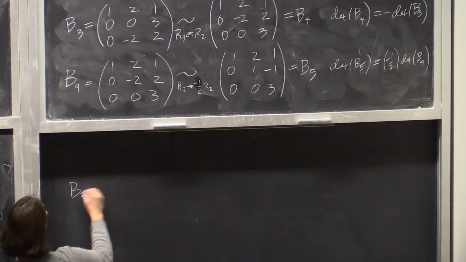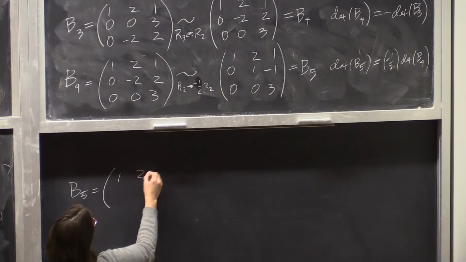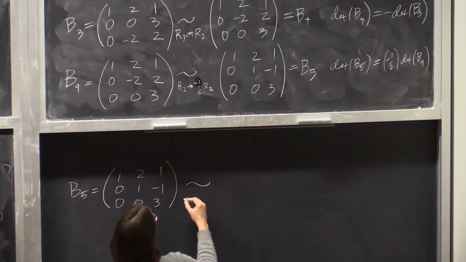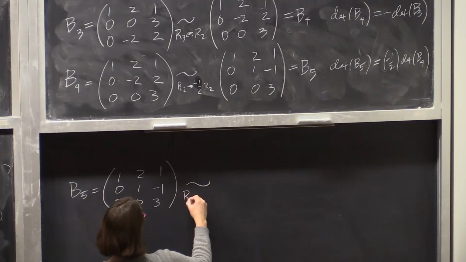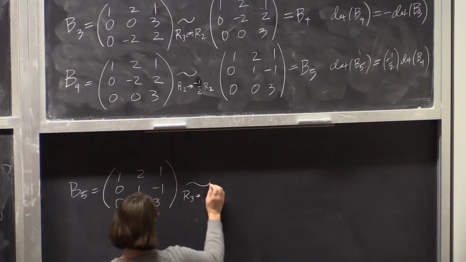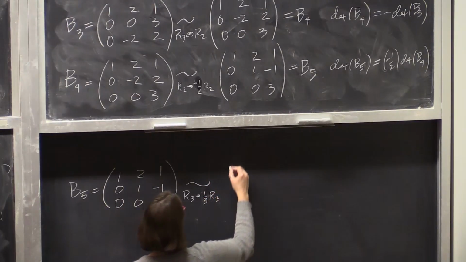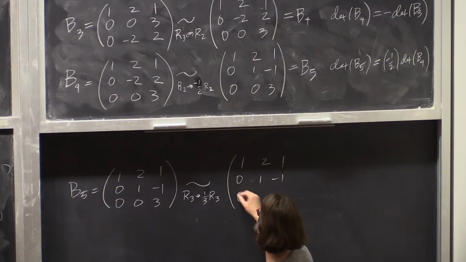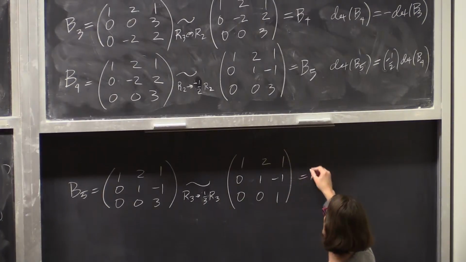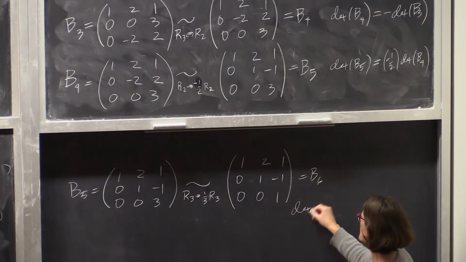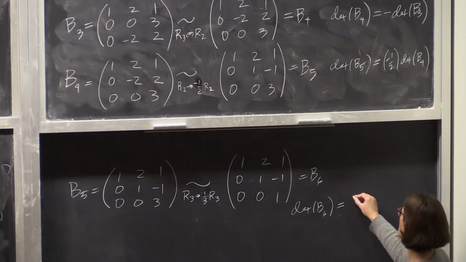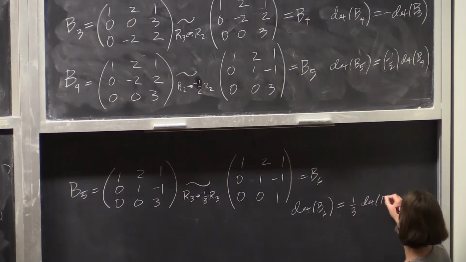Let's keep going. So B5 is 1, 2, 1, 0, 1, minus 1, 0, 0, 3. This is row equivalent to, I'm going to send row 3 to 1/3 row 3. And that gives me the matrix 1, 2, 1, 0, 1, minus 1, 0, 0, 1. This is B6. And the determinant of B6 is equal to what? 1/3 determinant of B5.